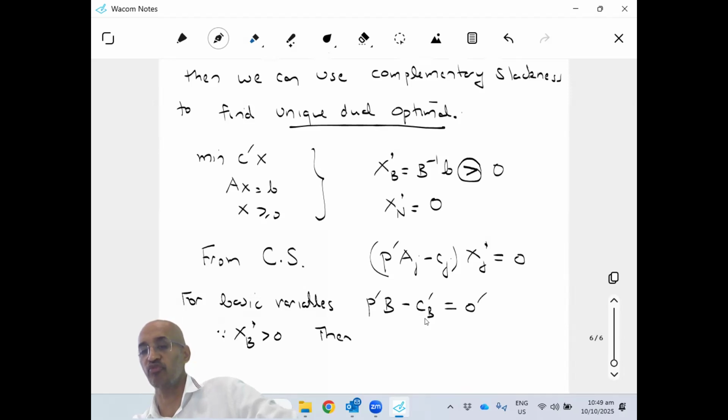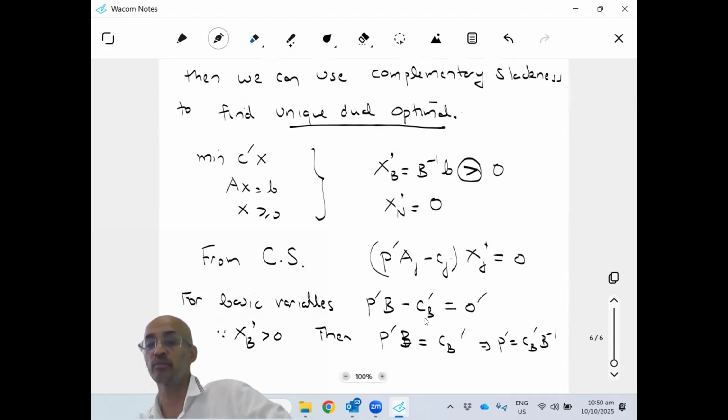then what is P transpose? It's quite clear. You just invert, right? P transpose B is equal to c_B transpose, but B is invertible. So P transpose is simply c_B transpose B inverse. So P is uniquely determined, the optimal dual solution P star. Okay.